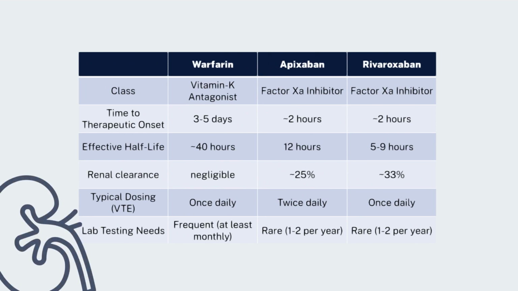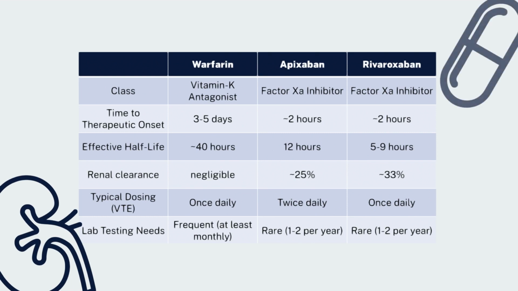Now, warfarin is negligibly cleared by the renal system, so we really don't have to worry about that too much. But apixaban, about 25% of that drug is cleared by the renal system. Rivaroxaban is a little higher at about 33%. So both of them, we do have to consider their renal clearance impact and therefore understand a patient's renal function whenever we're prescribing these drugs.